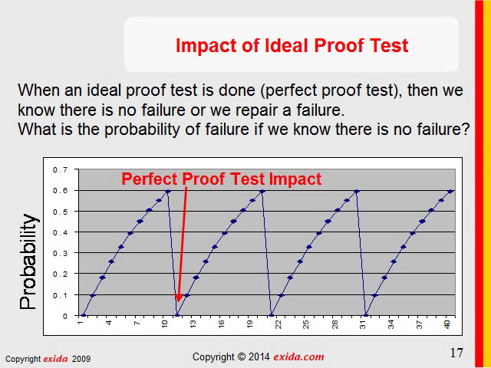And the answer is, ask yourself the question, when we do a proof test, and let's assume for the moment it's a perfect proof test, idealistic and unrealistic, but assume that for the moment. We know there is no failure, so what probability do we assign? And the answer is 0. If we know that it doesn't fail, we know that the probability of failure is 0, and this is how we model the probability of an ideal proof test.